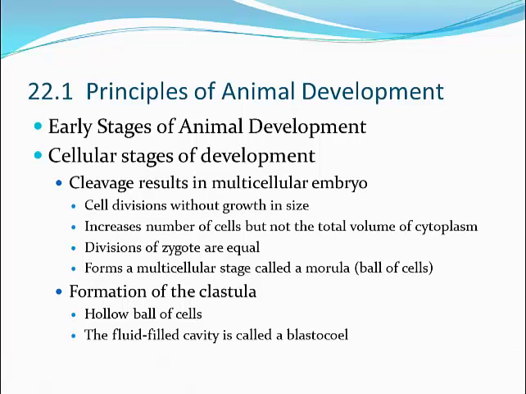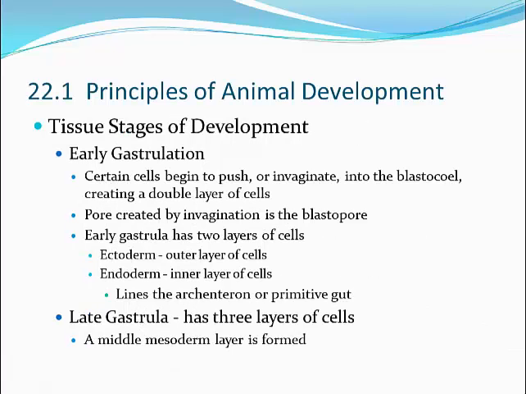Next we have the formation of the blastula, which is a hollow ball of cells. The fluid-filled cavity is called a blastocele. During early gastrulation, certain cells begin to push or invaginate into the blastocele, creating a double layer of cells. This creates two layers, an ectoderm, which is the outer layer of cells, and an endoderm, which is the inner layer of cells. The pore created by the invagination is called the blastopore.